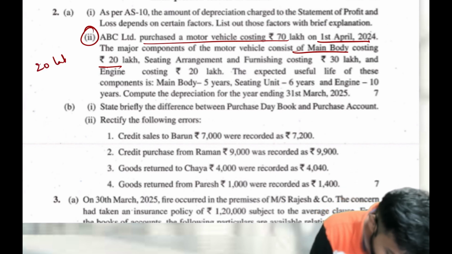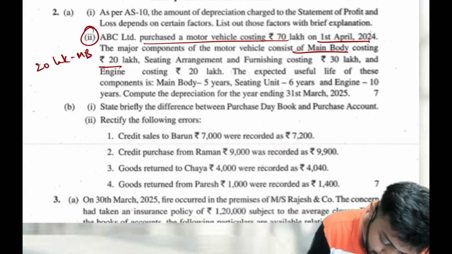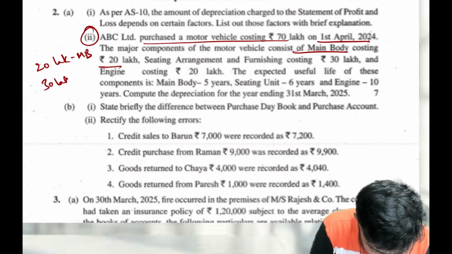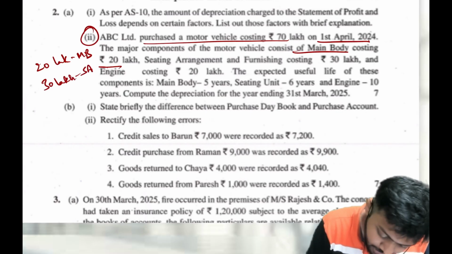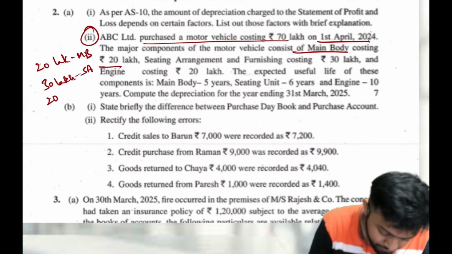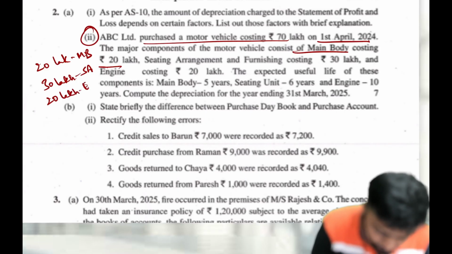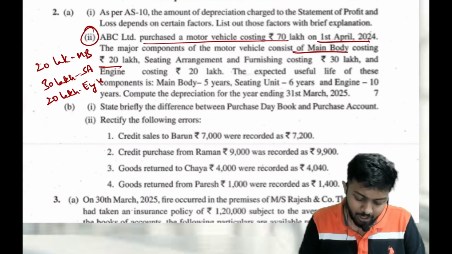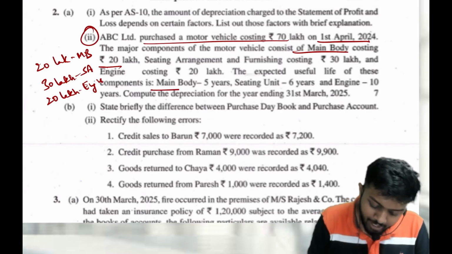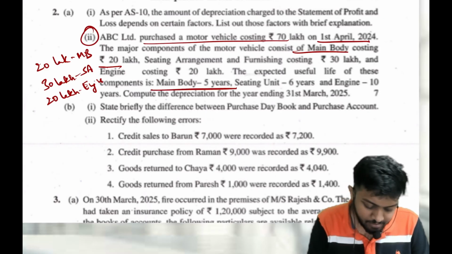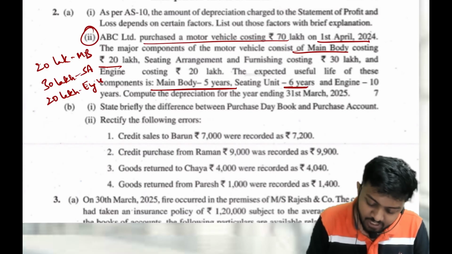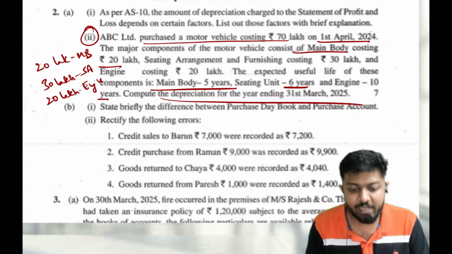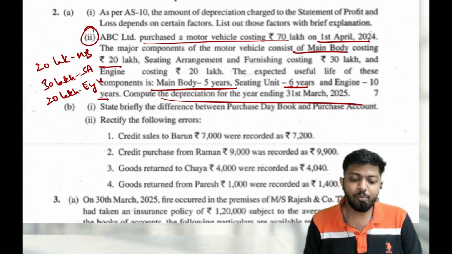20 lakh is the main body. Then the seating arrangement is 30 lakhs. Then the engine is 20. Okay. Now all three items are in one motor vehicle only. But the main body has a useful life of 5 years, the seating unit has 6 years useful life, and the engine has 10 years. Compute the depreciation for the year ending 31st March 25. This is about component accounting.